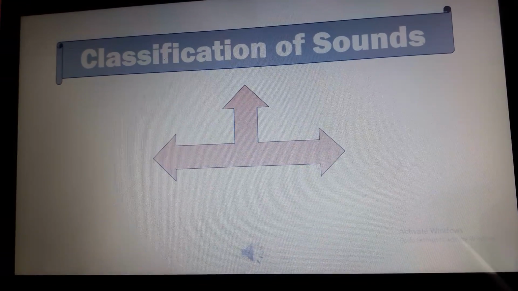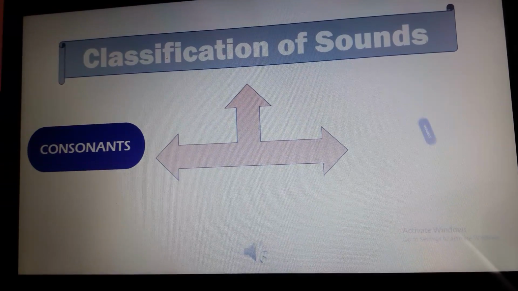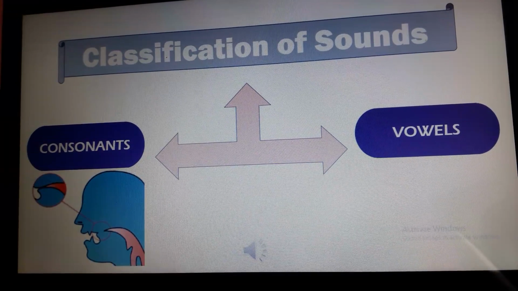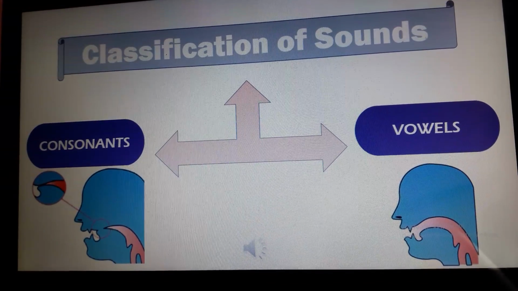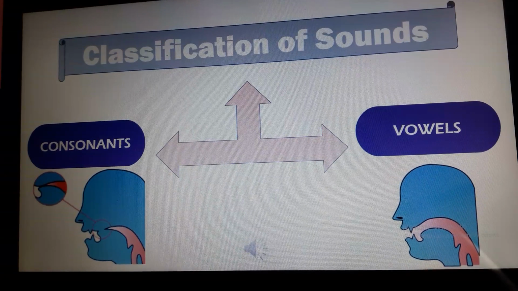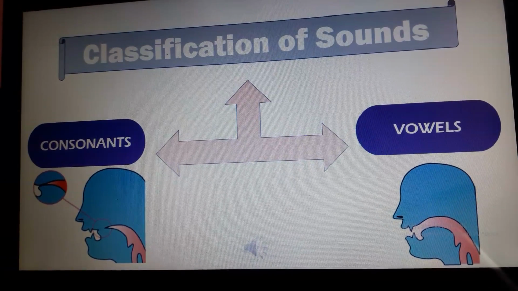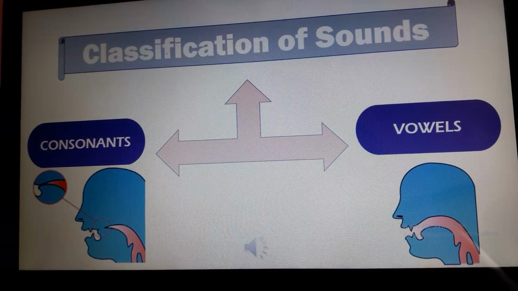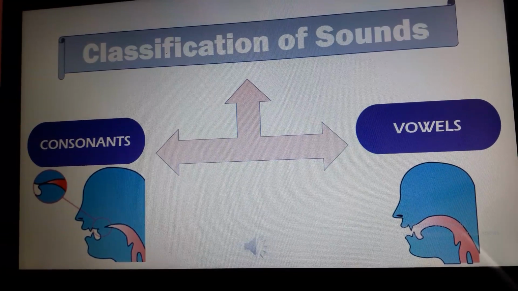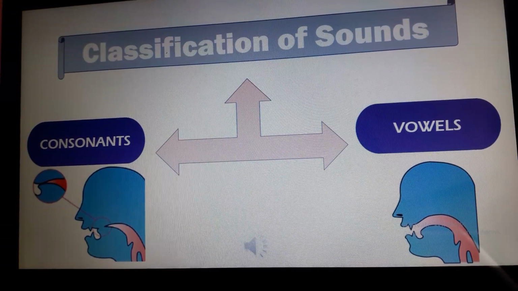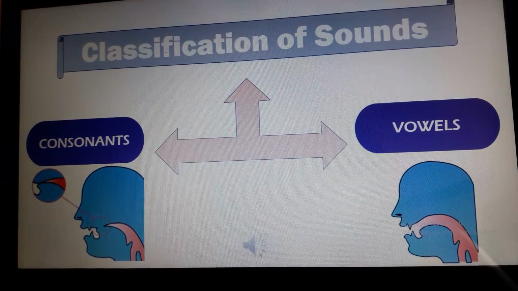Classification of sounds. Sounds are classified into consonants and vowels. Consonants are sounds produced with an obstruction, and vowels are sounds that are produced without such obstruction. Another difference between consonants and vowels is that vowels are generally voiced, and consonants, by contrast, can be voiced or voiceless.